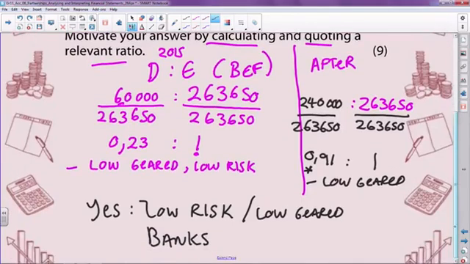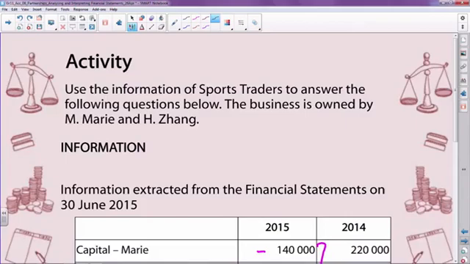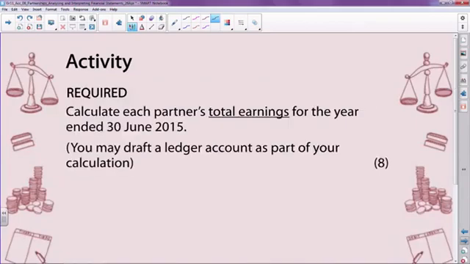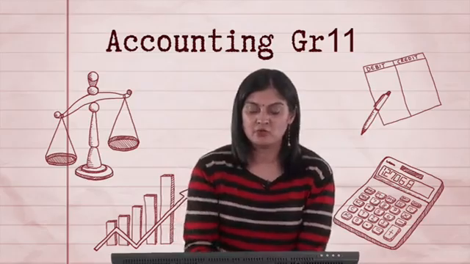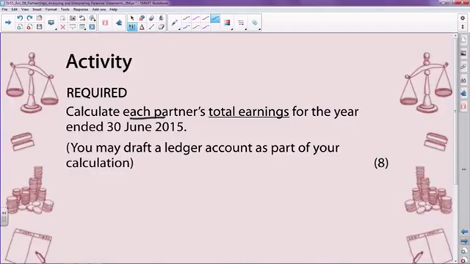Right, let's see whether we can do a bit of the next question. We don't have much time left. The third question, guys, I'm going to quickly discuss. There's no time for me to do the actual question, but maybe after the show, you can attempt this in class. The question wants you to calculate each partner's total earnings for the year ended 30th of June 2015, and they also tell you that you may draft a ledger account as part of your calculation.